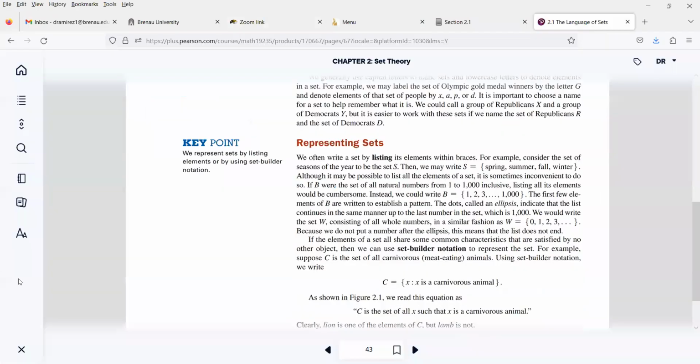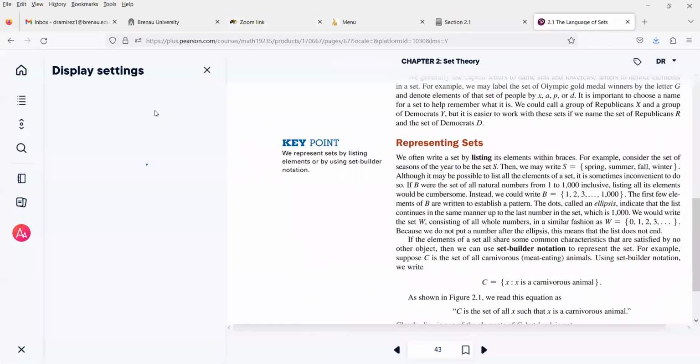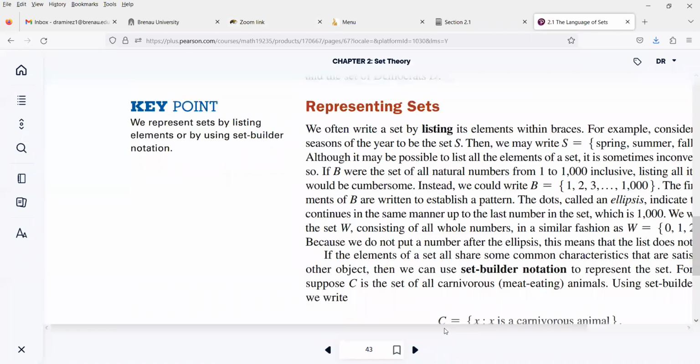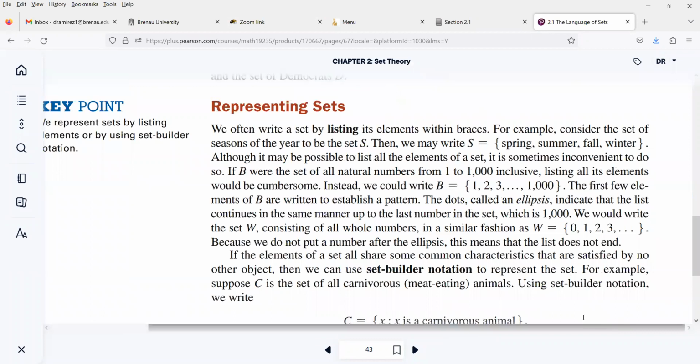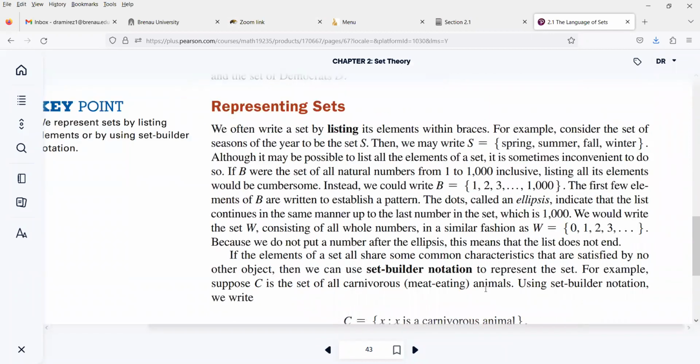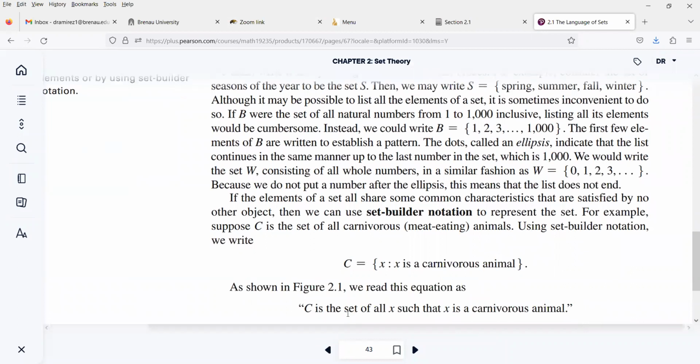But sometimes that's not going to be the most convenient way to write a set. So another way is using set builder notation. So if the elements of a set all share some common characteristics that are satisfied by no other object, we can use set builder notation to represent the set. And they give you this example with the set of carnivorous animals.